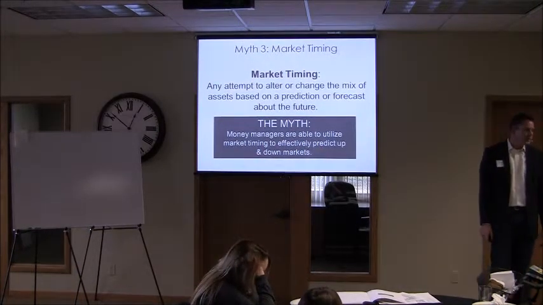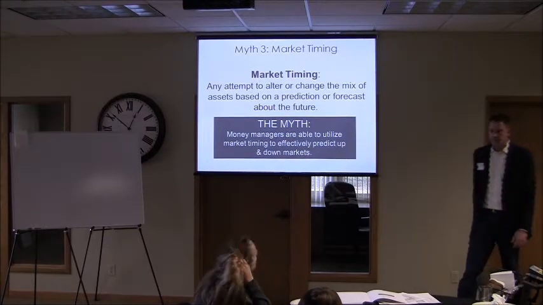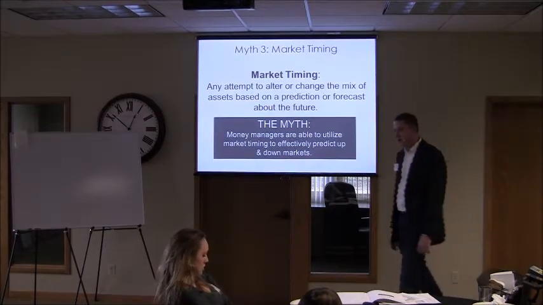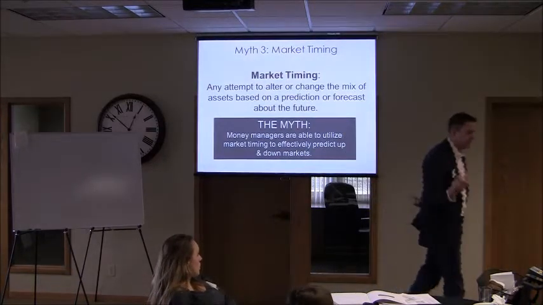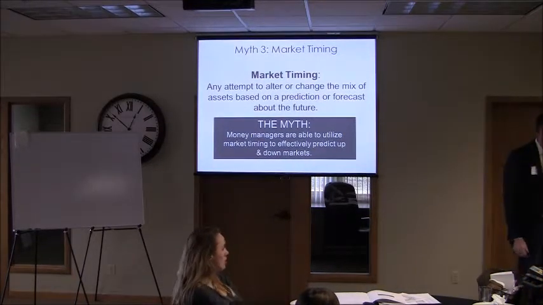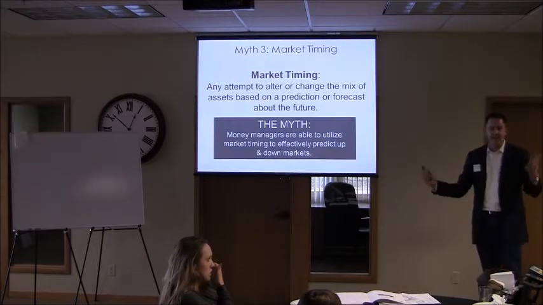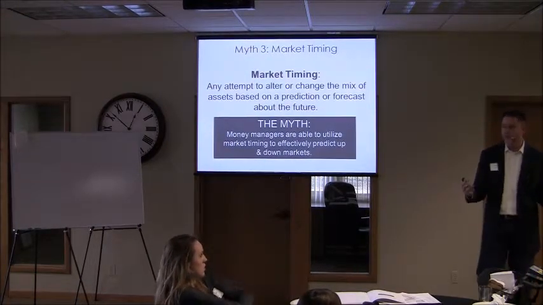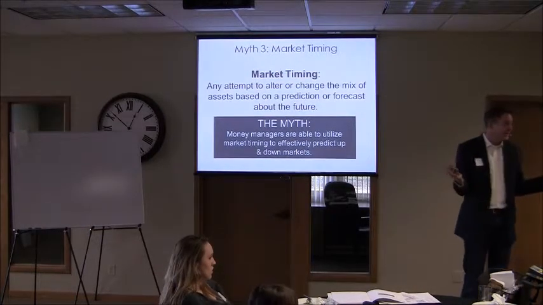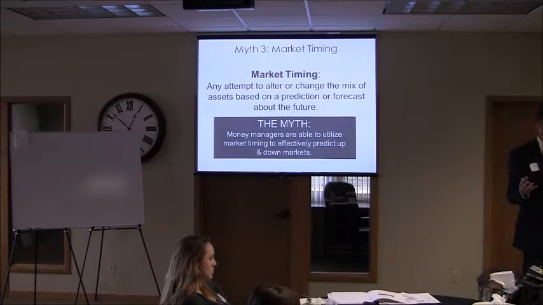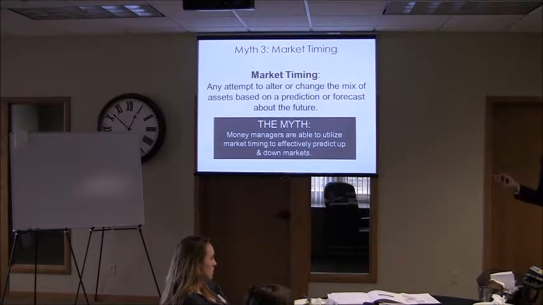Money managers or investors try to utilize market timing strategies to effectively predict up and down markets. If you could have gotten out of the market in October of 07 and gotten back into the market in March of 09, you would have doubled your money over the average investor. Good for you. If you got that lucky, go to Vegas, because that's exactly what you're doing. You're putting it all on black and spinning the wheel and hoping you're right, because there's no information in October of 07 that would have given you any more assurance.